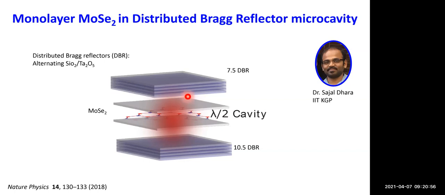So first we start with the bottom DBR pairs and the bottom cavity, which is grown on a silicon substrate. And following that, we deposit the MoSe2 flake using the Scotch tape method and dry transfer method on top of the cavity. And then we continue to evaporate the top cavity and the top DBR layers. So in this way, the monolayer semiconductor lies at the cavity antinode.